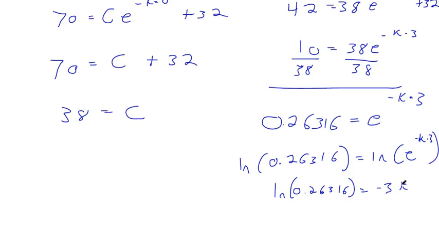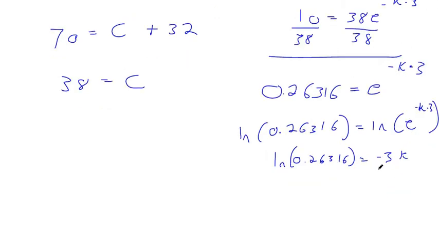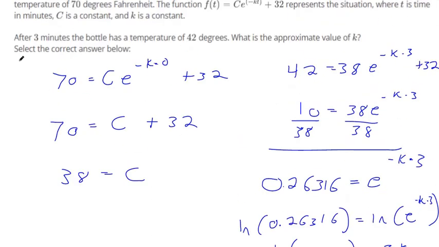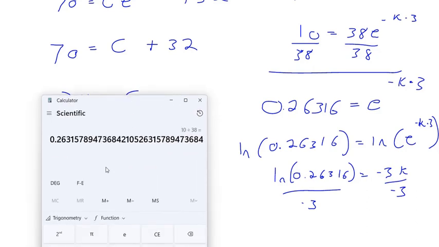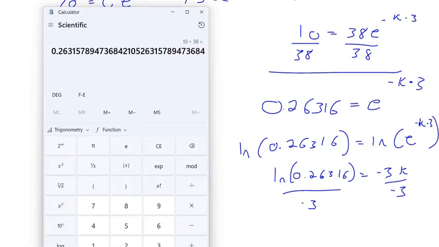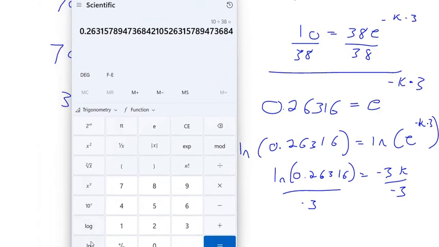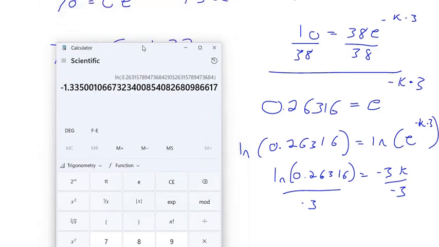Okay, so if we're trying to get k by itself, we want to divide negative 3 from both sides, and then we've got it. And then we can answer that question, the approximate value of k. So in my calculator, I've got this thing in my Windows calculator that I have to hit log after. It says natural log button down at the bottom of the screen. And then we're going to divide that by negative 3. So I got 0.445, the approximate value of k.